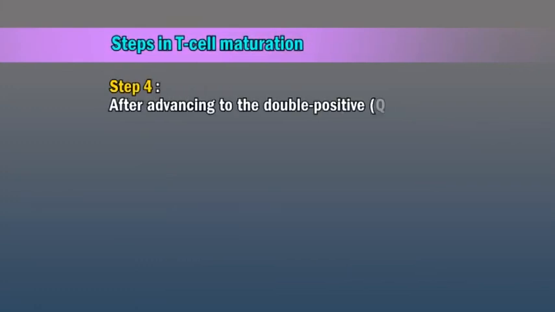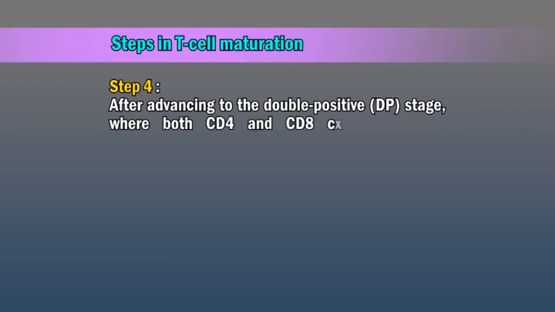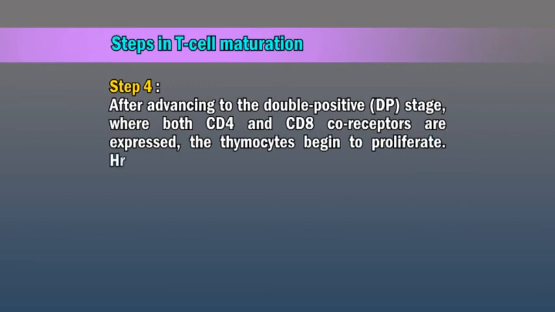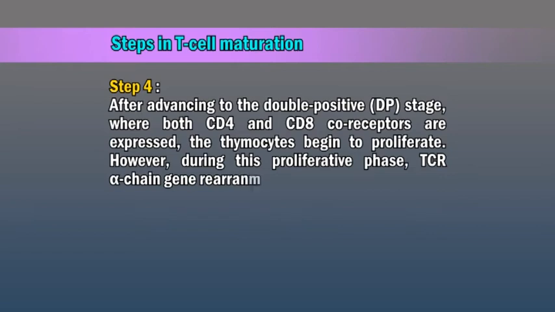Step 4. After advancing to the double positive or DP stage, where both CD4 and CD8 co-receptors are expressed, the thymocytes begin to proliferate. However, during this proliferative phase, TCR alpha chain gene rearrangement does not occur. Both the REC1 and REC2 genes are transcriptionally active, but the REC2 protein is rapidly degraded in proliferating cells, so rearrangement of the alpha chain genes cannot take place.